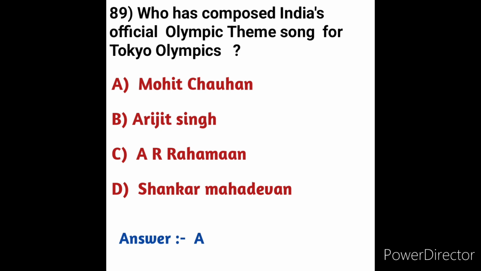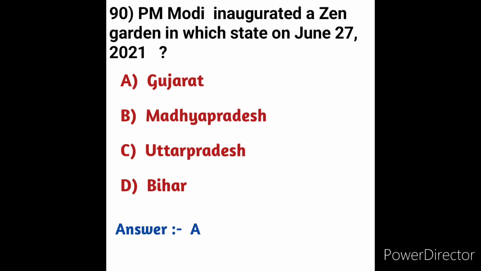Next, move on to question number 90. PM Modi inaugurated a Zen garden in which state on June 27, 2021? You will see the options here. Option A Gujarat, option B Madhya Pradesh, option C Uttar Pradesh, and option D Bihar. Here PM Modi inaugurated the Zen garden on June 27 at Ahmedabad. Okay friends, Ahmedabad, that is Gujarat. Option A is the correct answer.